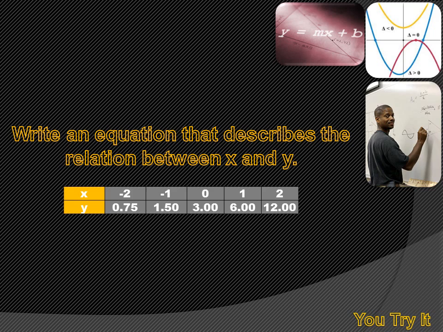Okay, we've got a table and we want to try to write an equation that would describe this. And the first thing you want to do is determine if this is linear growth or exponential growth. And we can do that pretty easily. I mean, we can see that for every increase in 1 in my x value, I get a different increase in my y values. The first time I go up by 0.75, the second time I go up by 1.5, the third time I go up by 3. It's not a linear relationship. It's an exponential relationship.